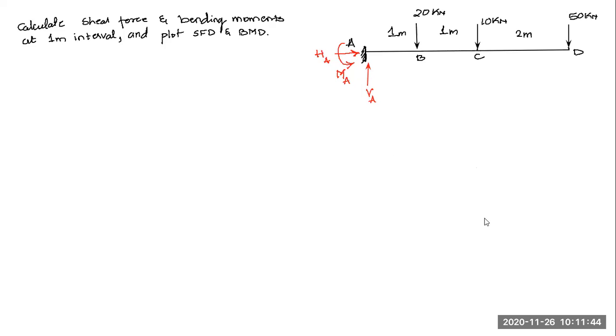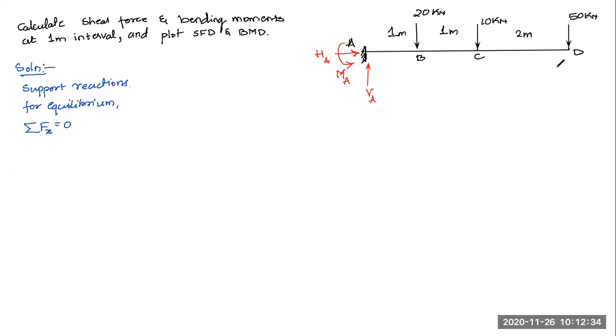So what are the values of these reactions in our case? We'll calculate those values. First is the support reactions that have to be calculated. How do you calculate the support reaction? By considering the conditions of equilibrium. This is the first condition I can apply: summation Fx is equal to 0. Summation of forces in x direction should be 0.